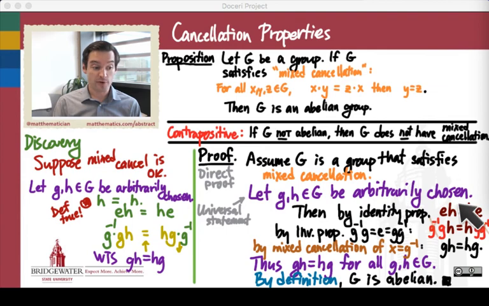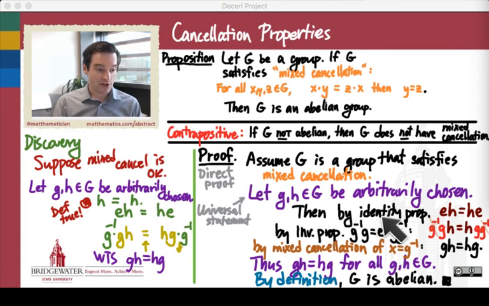And the universe is choosing them arbitrarily because we're proving a universal statement. The thing that we're about to prove, the definition of an abelian group, has to be true for all G and H. So we don't get to construct or be specific about G and H. We have to take whatever G and H the universe gives us, and our argument still has to be true.